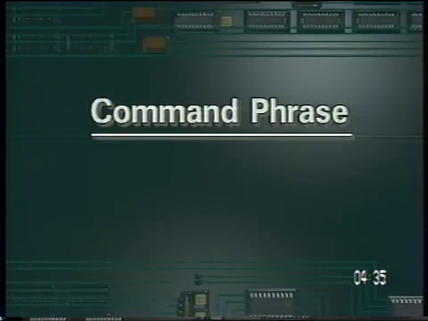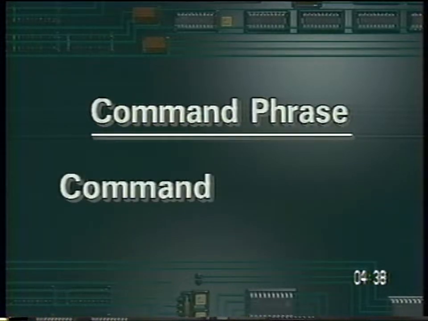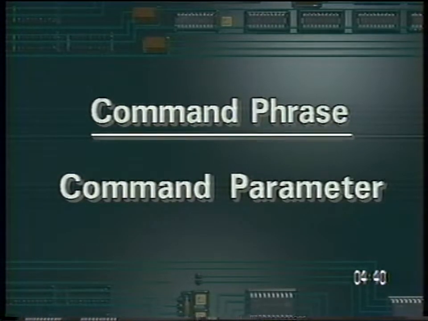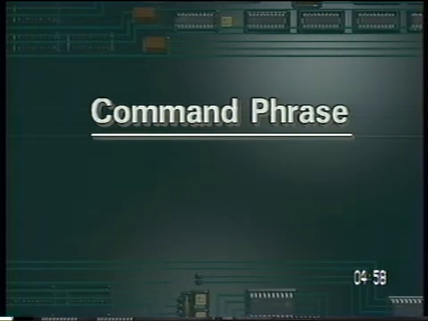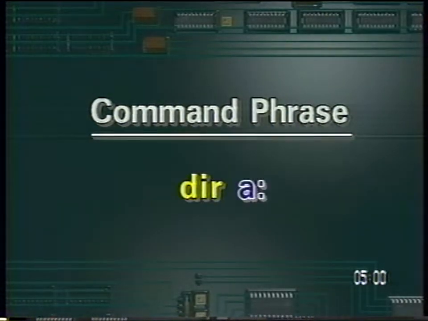When using parameters on the computer, the command is written first, followed by the parameter. Together they form a command phrase. During this tape, we'll show you command phrases like this. The command is in yellow letters, parameters will be in blue. If the command phrase includes switches, they will appear at the end of the command phrase, following a slash. We want to see a directory of the files on our floppy disk in drive A. Our command is dir. The parameter is the drive letter A, followed by a colon. Our complete command phrase is dir space A colon.